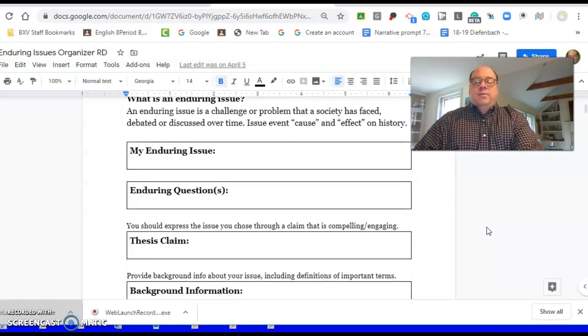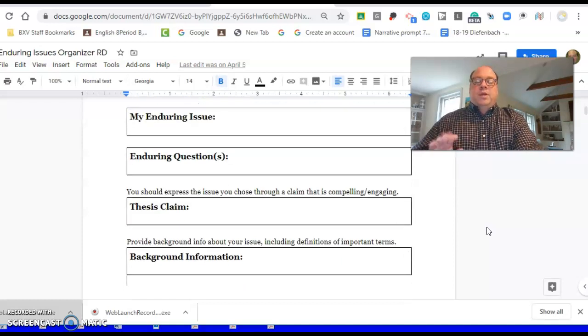In your thesis claim, you're going to express the issue you chose through a claim. It has to be compelling and engaging. So a thesis claim needs to have several different parts to it, and you've talked about this in English. So make sure your thesis claim is clear about what you're going to prove in your enduring issues project.